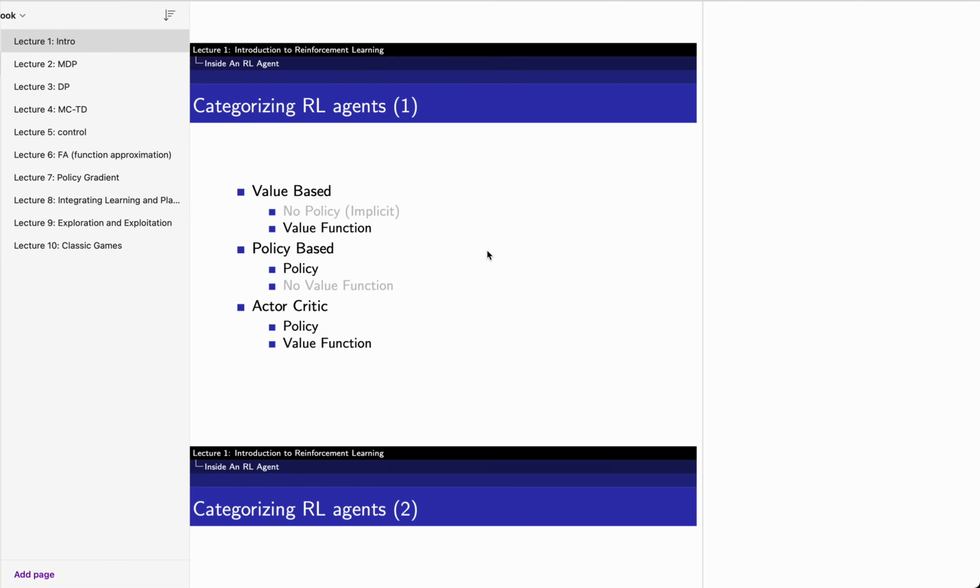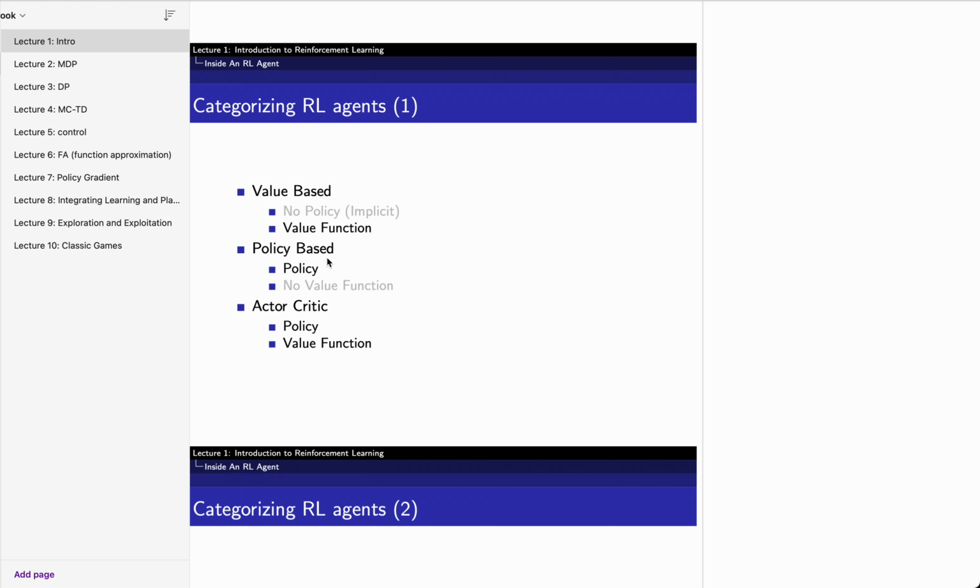Like I mentioned, there are two kinds of learning: value-based, policy-based, and the combination of the two, which is actor-critic. With value-based, you only have a state value function. There's no policy, but you can implicitly infer the policy by comparing the state values after making a left turn or right turn, and then it will tell you whether making a right turn is better than making a left turn.